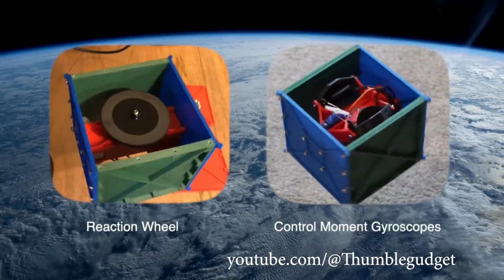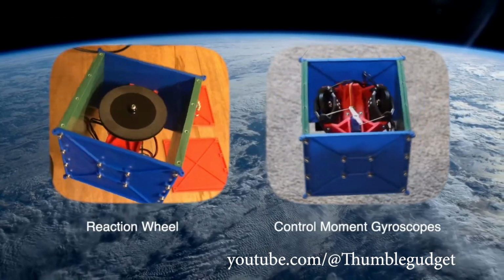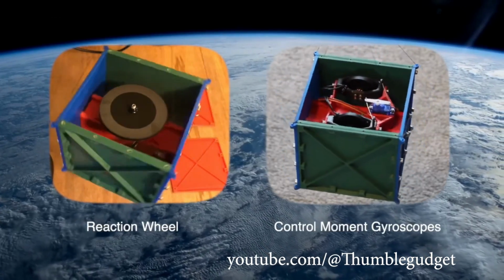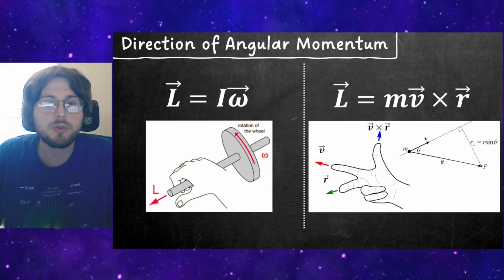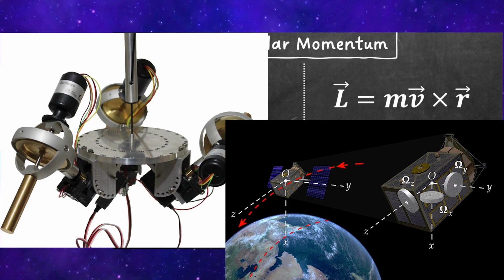Spacecraft, for instance, can use the reverse of this, changing angular momentum to apply imaginary torques in order to reorient themselves without using any fuel. They do this with devices called control moment gyroscopes, or reaction wheels. If you're interested, you can read more about them in the description.